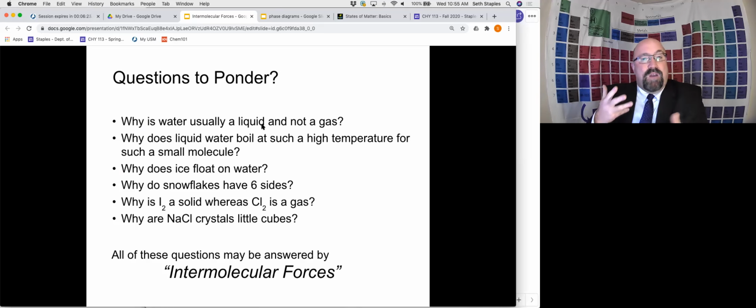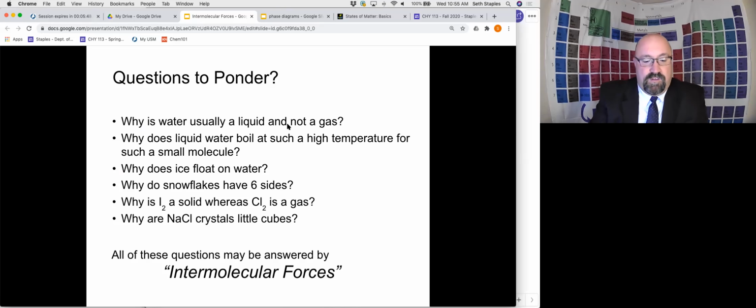And so likewise, why does water boil at such a high temperature? We really have to heat it up quite strongly in comparison to similarly sized molecules. We'll look at things like why ice floats on water. And actually, we're not going to answer all of these, but all of these sorts of questions, snowflakes having 6 sides, I2 is a solid at room temperature versus Cl2, which is a gas. All of these types of questions and all of these factors of some of these physical properties can be attributed to these intermolecular forces that we're going to talk about.